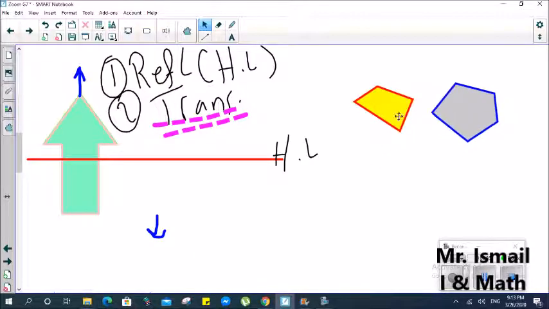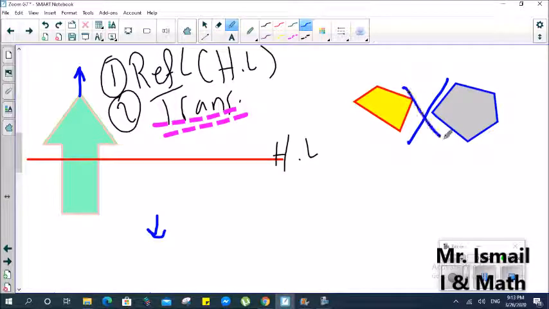Next one, I have here two polygons. The first one, 4 sides. The second one, 5 sides. The two figures are not congruent, they are different shapes. This 4 sides and this 5 sides.